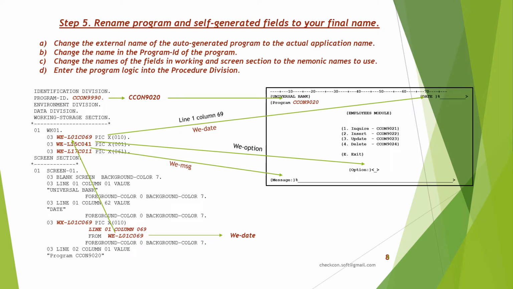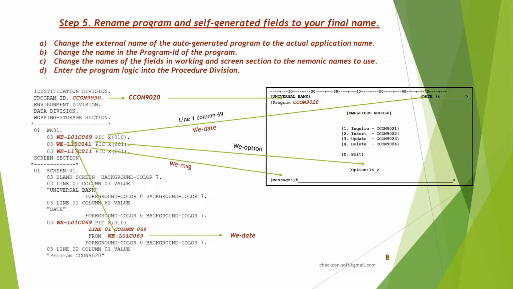Step 5. Rename program and self-generated fields to your final name. A. Change the external name of the auto-generated program to the actual application name. B. Change the name and the program ID of the program. C. Change the names of the fields in working and screen section to the mnemonic names to use. D. Enter the program logic into the procedure division.